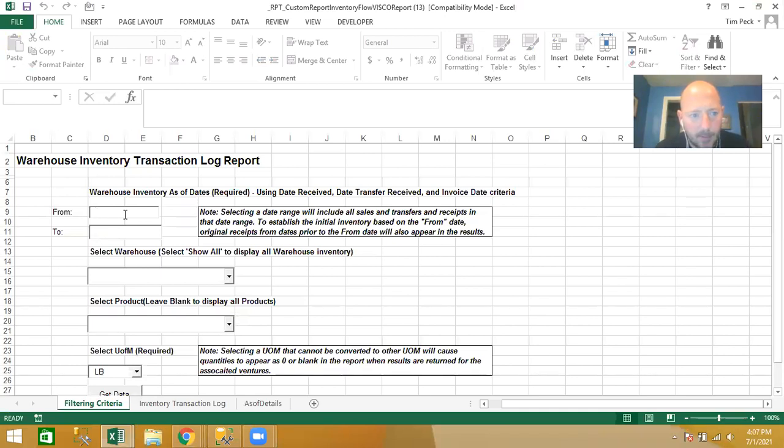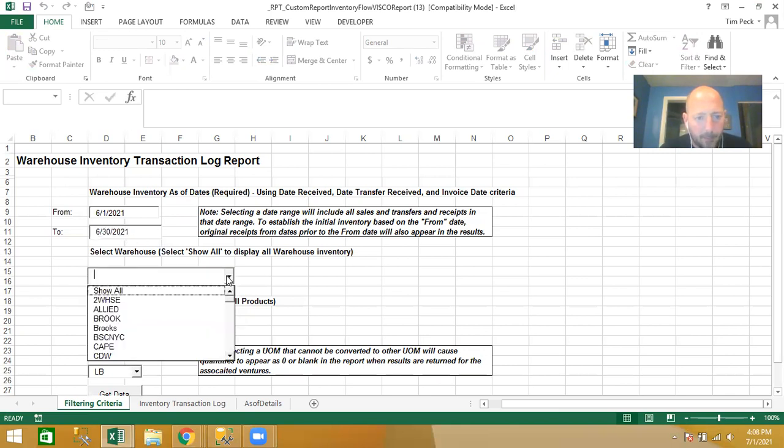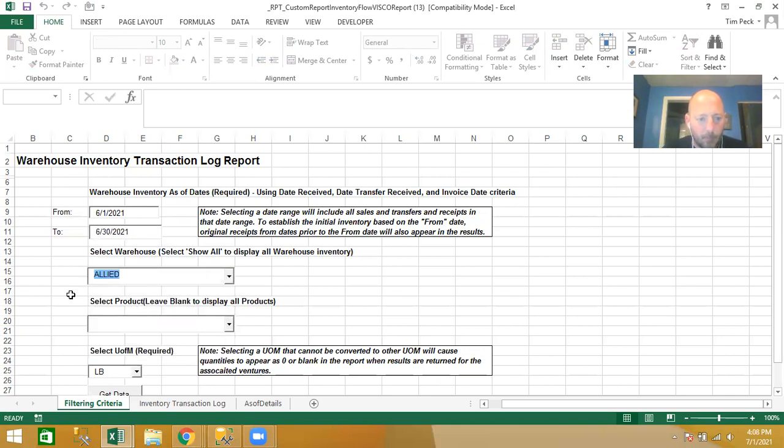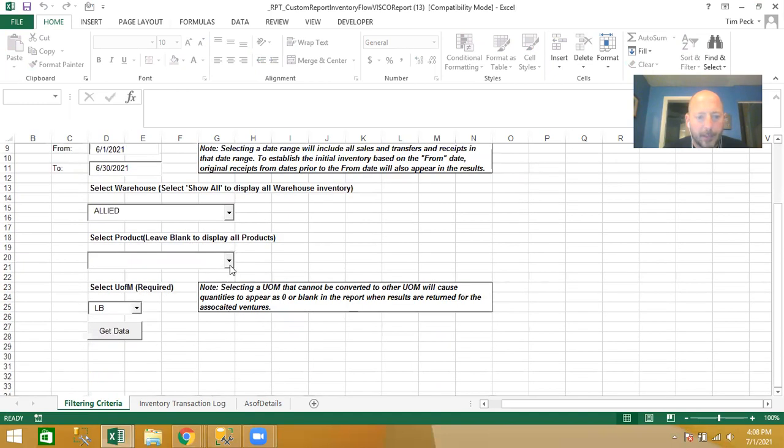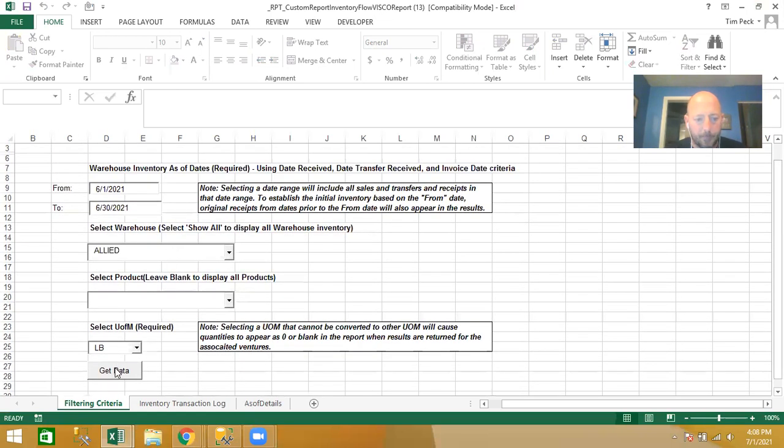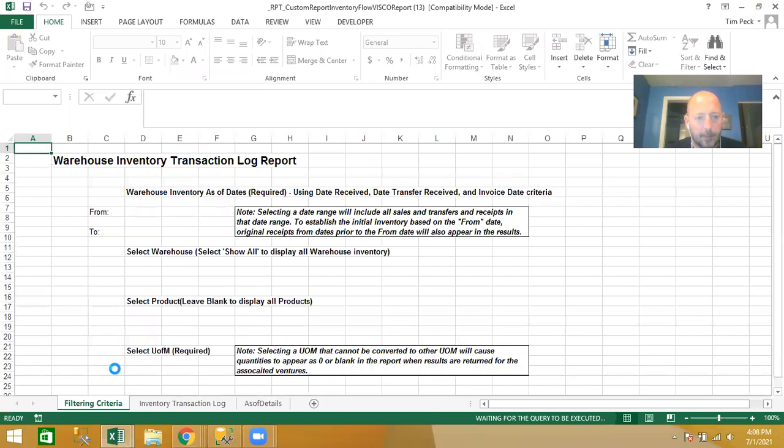So the first thing I'm going to do in this case is set a date range. Let's say 6/1/2021 through 6/30/2021, so for the month of June. Then I'll pick which warehouse we want to look at. I could be more specific here too and say I'm only concerned with in and out of a particular product. But in this case, I just want to say, show me everything coming in and out of this warehouse within that time frame, right?